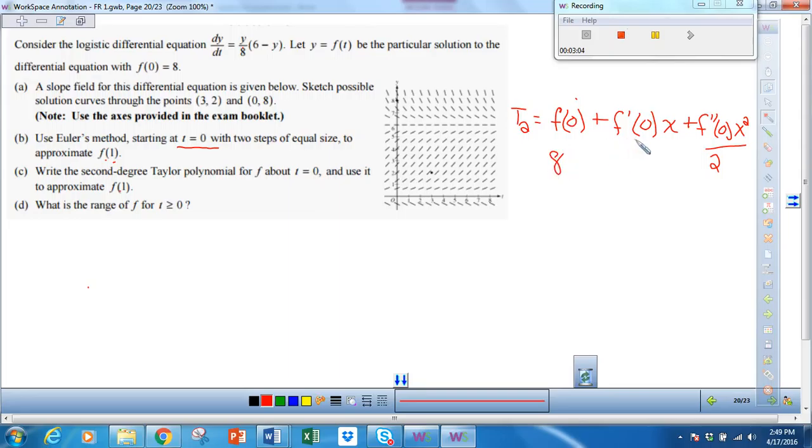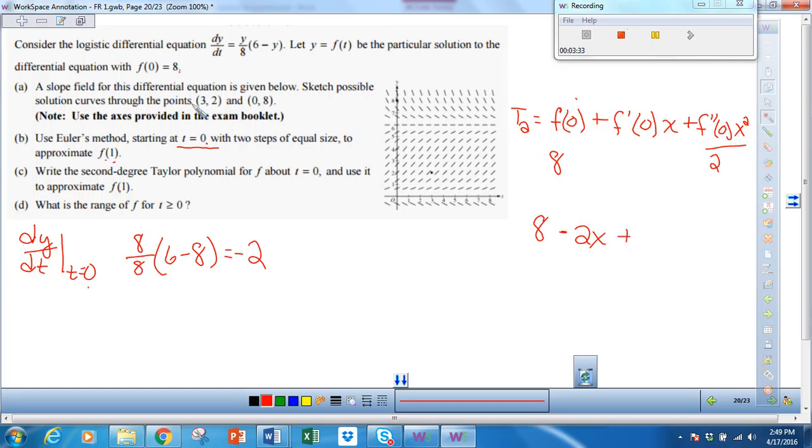To find f prime of 0, when t is 0, we know that y is 8. So dy/dt, when t equals 0, is going to be 8/8, 6 minus 8, which is -2, which we just did from our previous problem. So this is going to be 8 minus 2x.